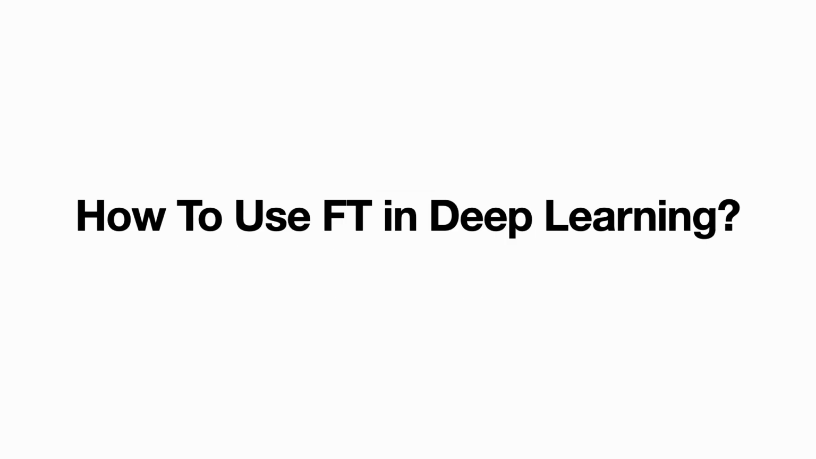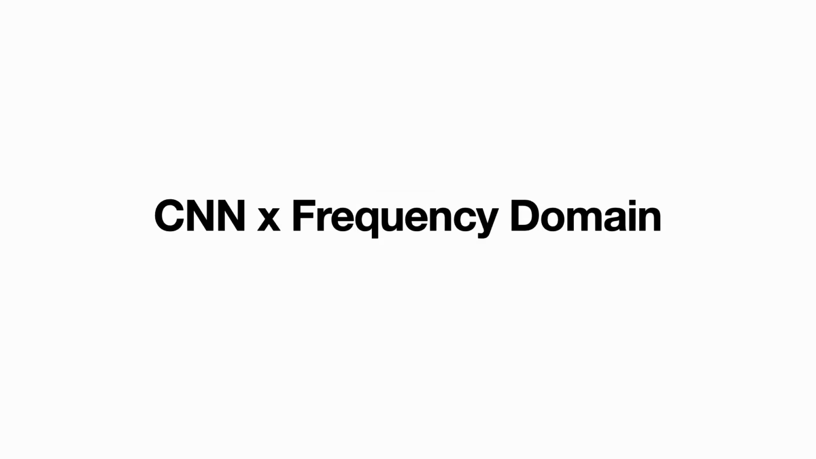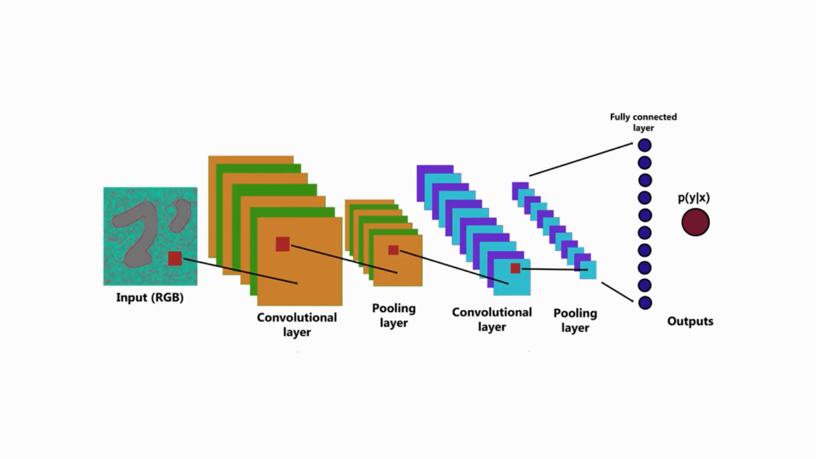How to use FT in deep learning? The convolution process in the time domain can be simply considered as multiplication in the frequency domain. That said, it can be used in various deep learning models. The mathematics behind the convolution is to perform multiplication in the time domain, and the mathematics behind the FT is to do multiplication in the frequency domain.